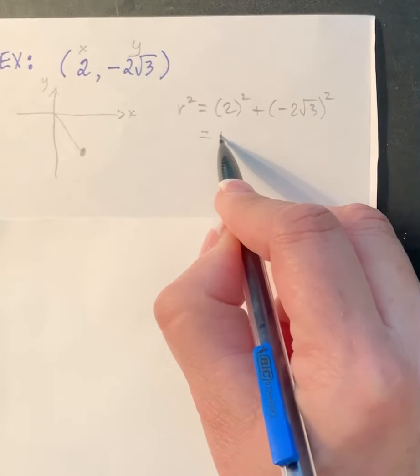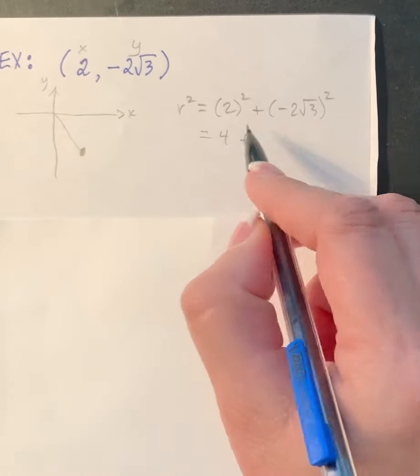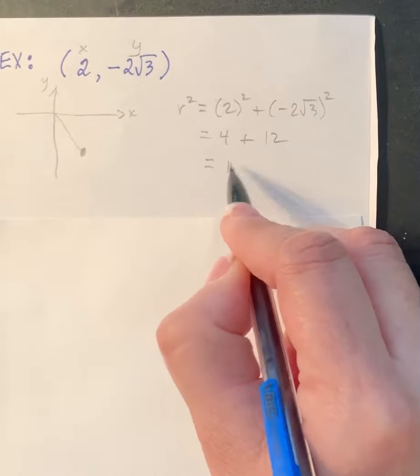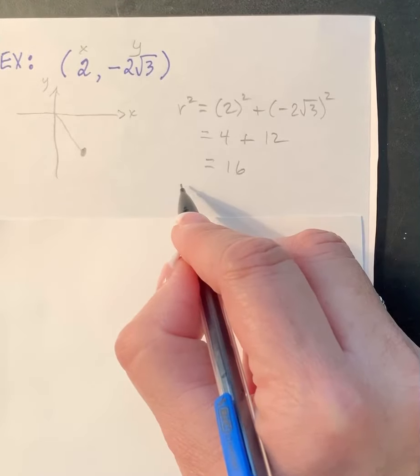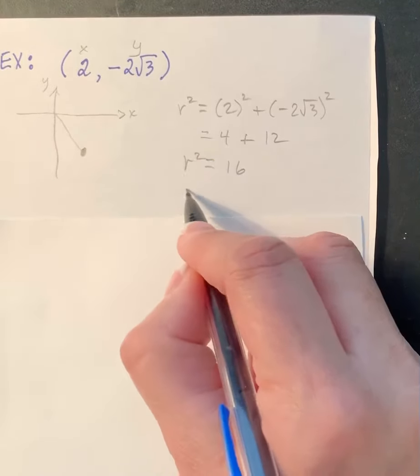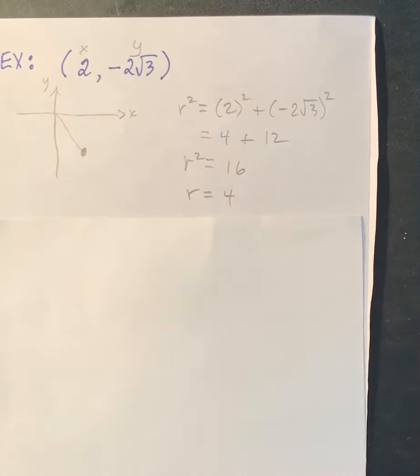Okay, so r squared equals x squared plus y squared. So that will be 4 plus 4 times 3, so that's 12. So we're going to get 16. So r squared equals 16. I'm going to go with r is 4.